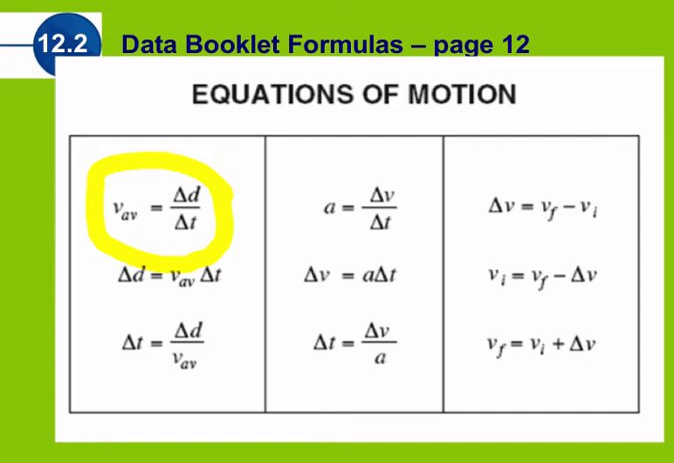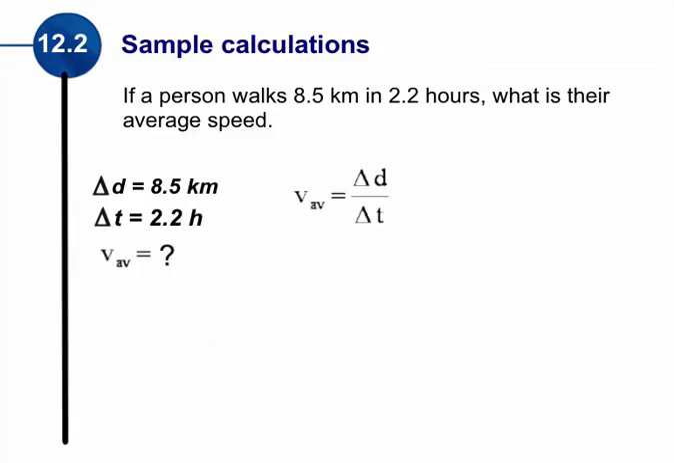So we just take our equation, transfer it to our page. V average is delta D over delta T. Well, we know our numbers. We've already written those down. Delta D is 8.5 kilometers. Delta T is 2.2 hours. Fire those in our calculator and we get 3.9 kilometers an hour.